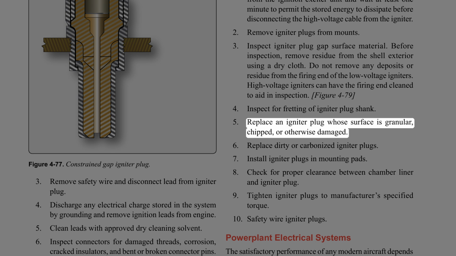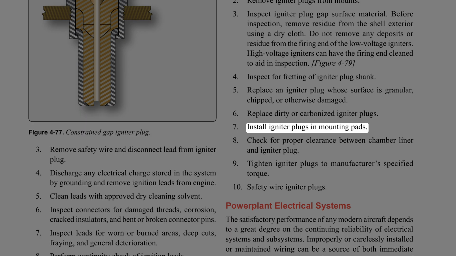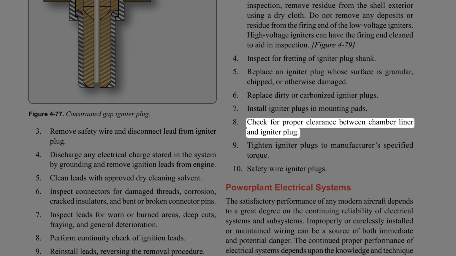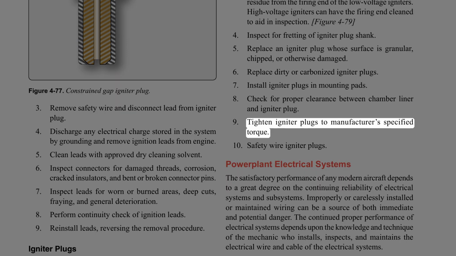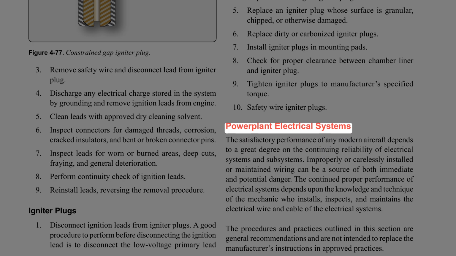Replace an igniter plug whose surface is granular, chipped, or otherwise damaged. Replace dirty or carbonized igniter plugs. Install igniter plugs in mounting pads. Check for proper clearance between chamber liner and igniter plug. Tighten igniter plugs to manufacturer's specified torque. Safety wire igniter plugs.